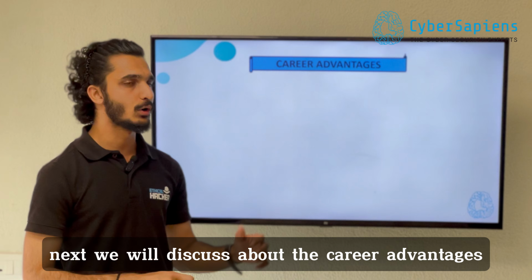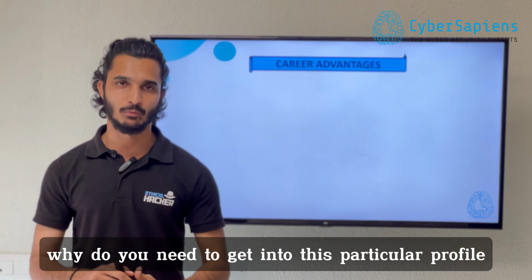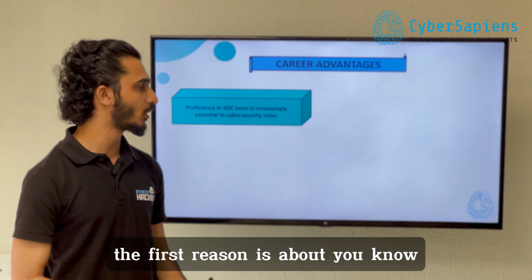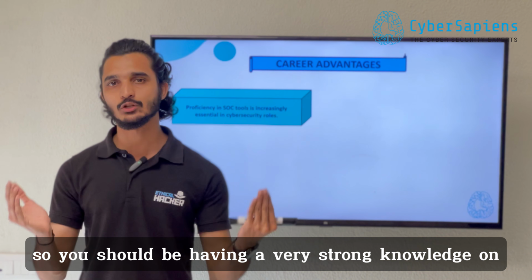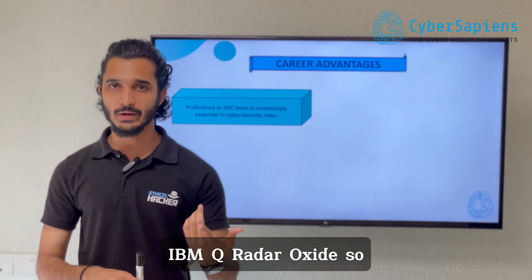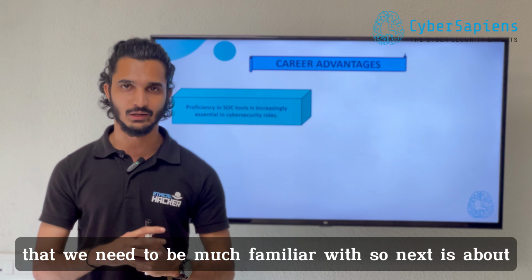Next, we will discuss the career advantages that we have. Why do you need to get into this particular profile? Well, there are quite good reasons for that. The first reason is about understanding the proficiency in using the SOC tools. So you should have very strong knowledge of the global software, which is your Splunk, IBM QRadar, ArcSight. So these are the software that we need to be much familiar with.